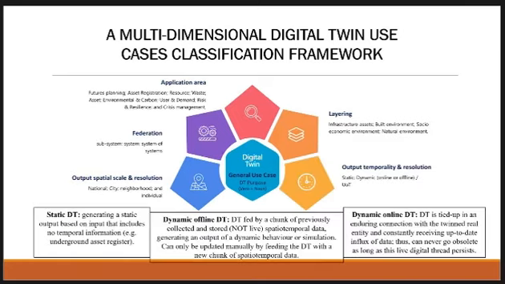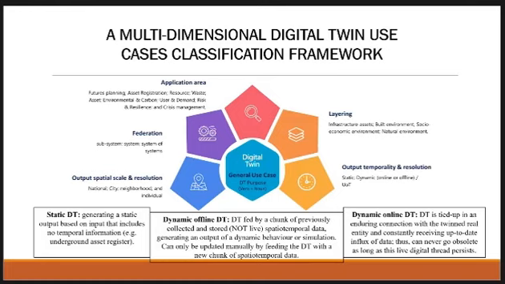Now there's also the temporal side of the output. So we have the temporality and the temporal resolution of the digital twin output. So this gives us three possible types of digital twins. We start with the static digital twin, and this is a digital twin that generates a static output based on an input that includes no temporal information, like for example, the underground asset register.